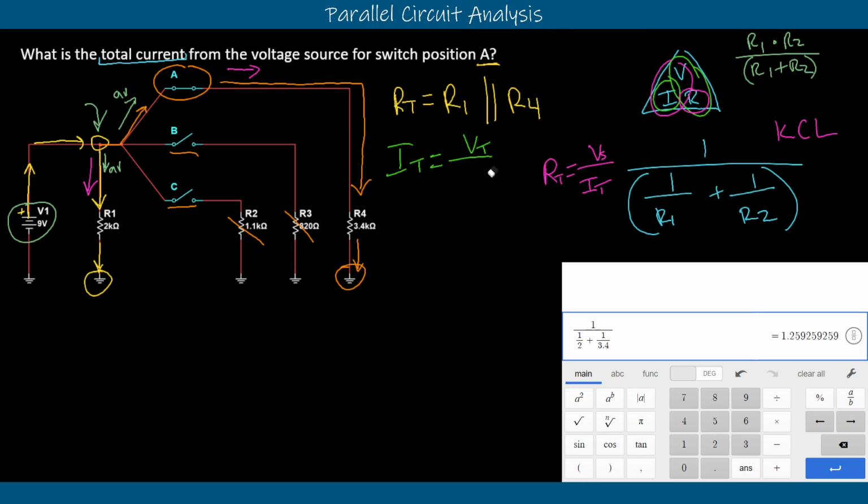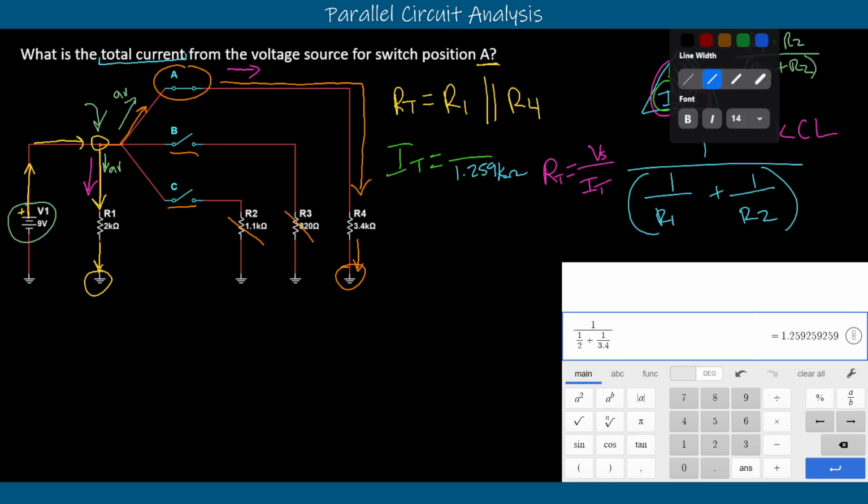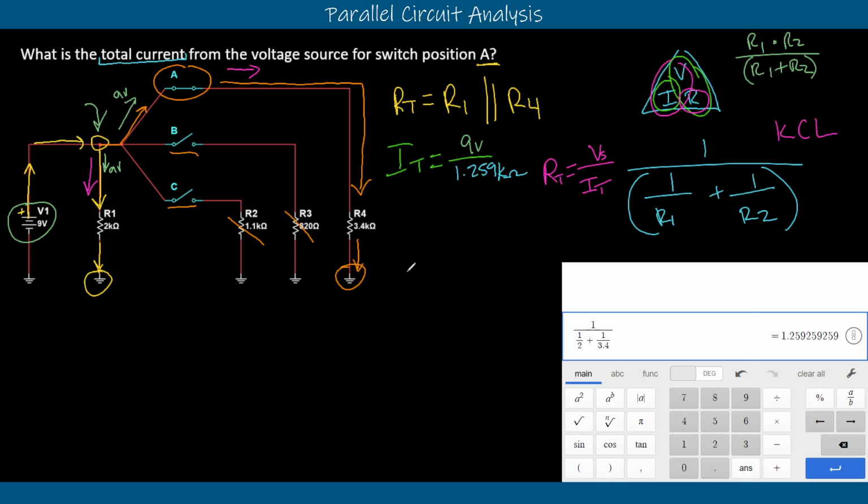We can say now RT is equal to our 1.259 kiloohms. Right? Everything else was in kiloohms. We answered in kiloohms. We didn't account for them, so now we account for them. Now we have our voltage total also, because that was given to us, right? That's our 9 volts total. So we'll put 9 volts on top, and we'll just evaluate this for our total current.